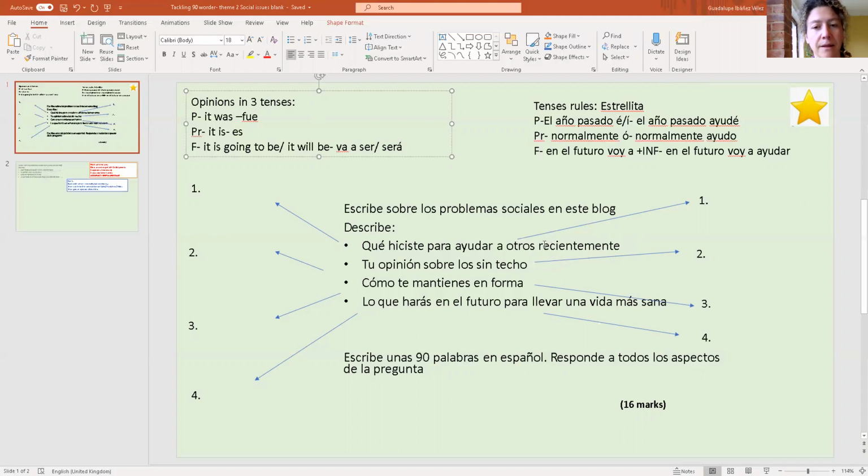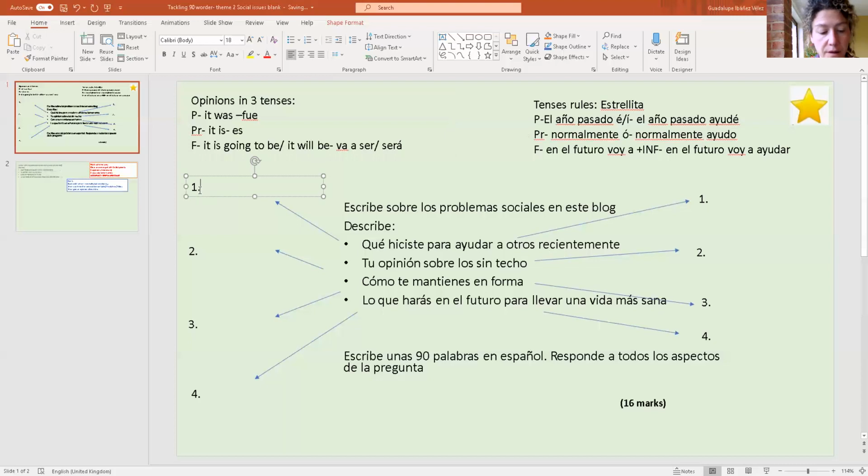Okay, recientemente, that mente at the end, we know that in English is ly. So, recently, okay. ¿Qué hiciste para ayudar a otros? We've got it here, ayudar a otros, to help others. ¿Qué hiciste? We recognize that word, so it's what you did recently to help others. So, what you did, activities you did to help. Vale. Right, let's move on to the next one.